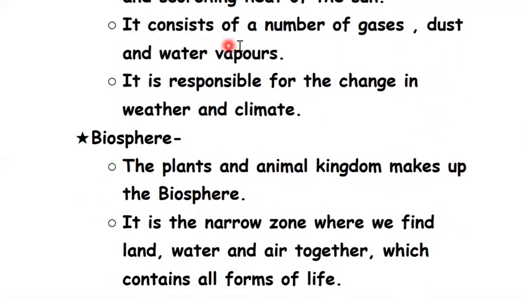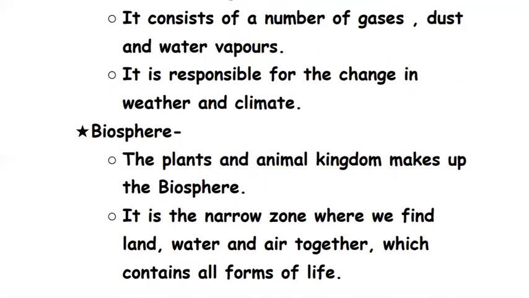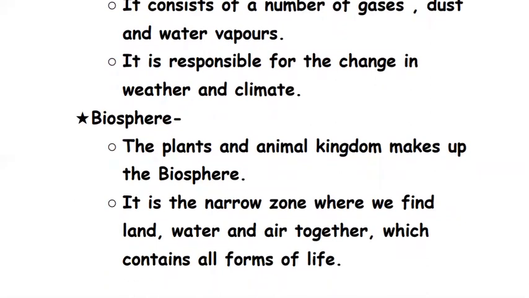Also, it consists of a number of gases, dust and water vapors. Now let's see what it consists of. It consists of a number of gases like nitrogen. You must have heard of nitrogen, oxygen, carbon dioxide, argon, nitrogen oxide, etc. Apart from gases, it consists of dust and water vapors. Water vapor is the gaseous form of water.